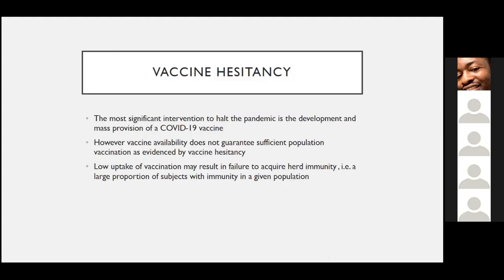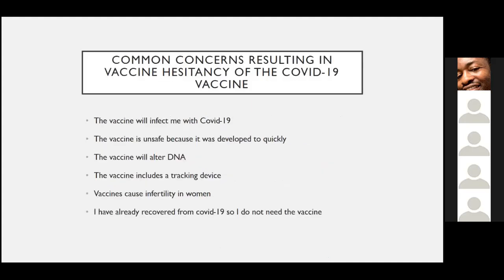Low uptake of vaccination may result in failure to acquire herd immunity, which means large portions of subjects with immunity in a given population. Common concerns which have ended up resulting in vaccine hesitancy are, will the vaccine infect me with COVID? And these will be addressed in the Q&A as we proceed with the evening.